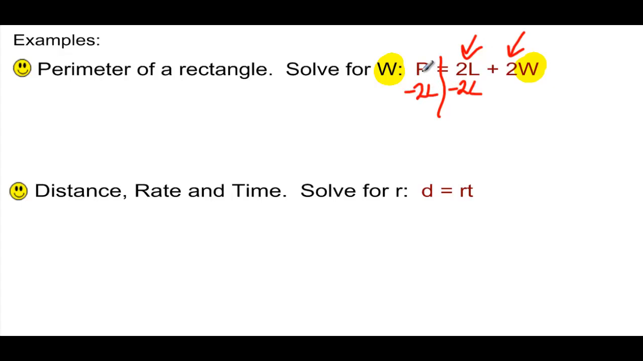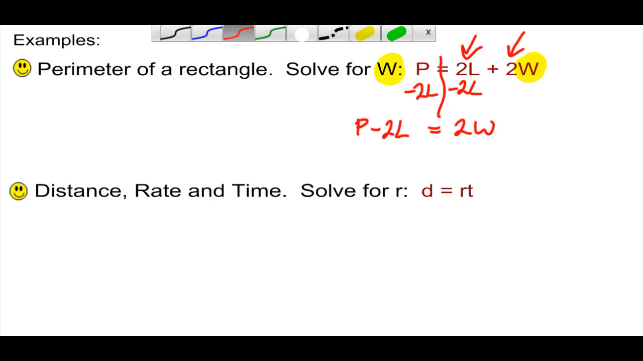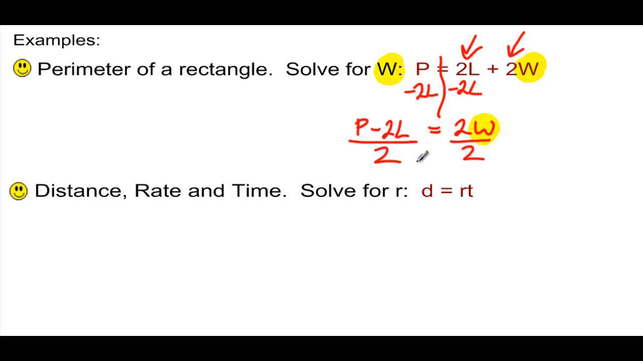Okay. Now notice, P and 2L are unlike terms. They're different letters, so I can't combine them. So I'm going to write P minus 2L is equal to 2W. Okay. And again, I am still trying to get this W by itself. So the last thing I need to do here is get rid of that 2. That's being multiplied, so I'm going to divide by 2 on both sides. And there it is right there. Notice that's gone. And then if I just write it off to the side here, W is equal to, and you can really just write that. We'll talk later about different ways to write that.